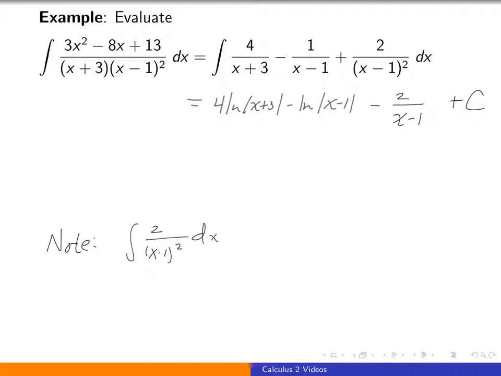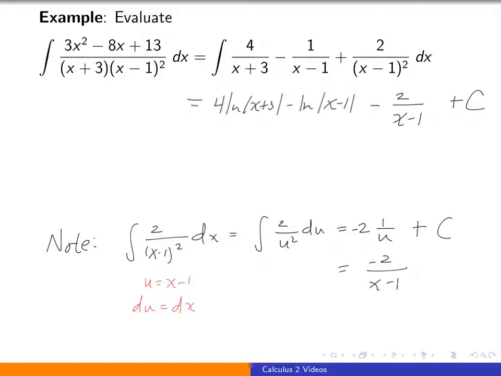And just as an observation for the third integral, when we had 2 over x minus 1 squared, if you did not recognize that antiderivative, no big deal. What we would do is say let u be equal to x minus 1, so that du is dx. And this becomes the integral of 2 over u squared du. And the antiderivative of 1 over u squared is minus 1 over u. So minus 2 times 1 over u. And then substitute back in u equals x minus 1.